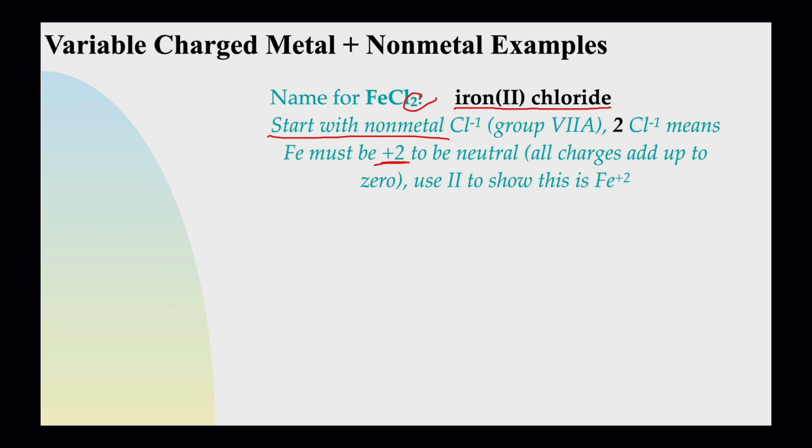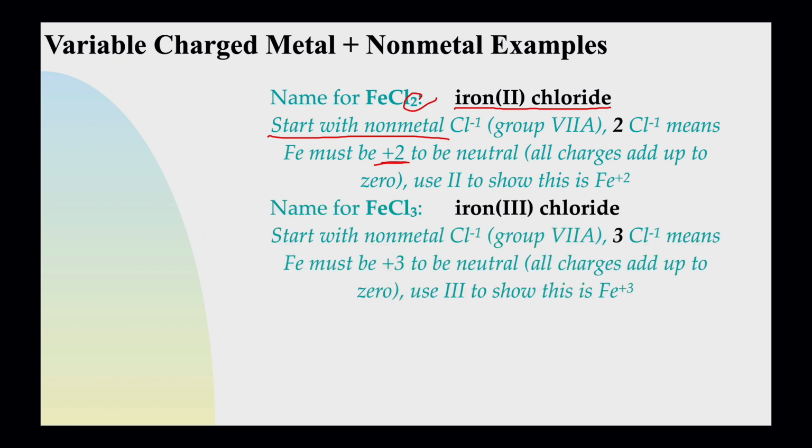And that Roman numeral is critical. Iron here is a +2 iron. It's connected with chloride. So iron Roman numeral 2 chloride would be the best name. But you wouldn't call it just iron chloride, because iron combines with chloride in different combinations, and here's one of them. This is iron 3 chloride. 3 -1 Cls combined with 1 iron. The iron here has to be +3 to balance the -3 from the chlorides. Iron Roman numeral 3 chloride would be the name.